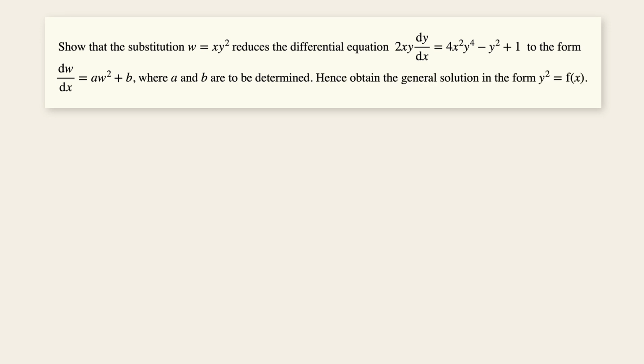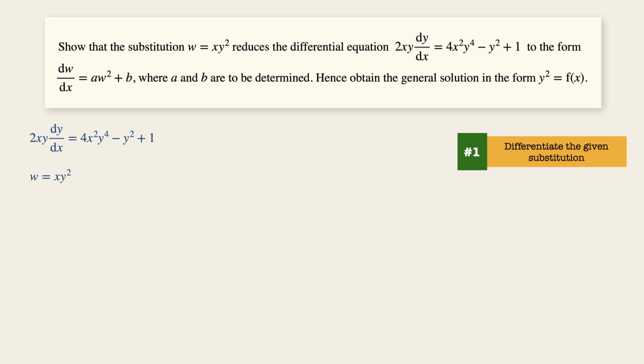equals f(x). Now very firstly, always start off with differentiating the given substitution. And do note over here that the w you see is not a constant as it involves the variables x and y. So let's use the product rule to help us differentiate w with respect to x. Now this gives us 2xy dy over dx plus y squared.